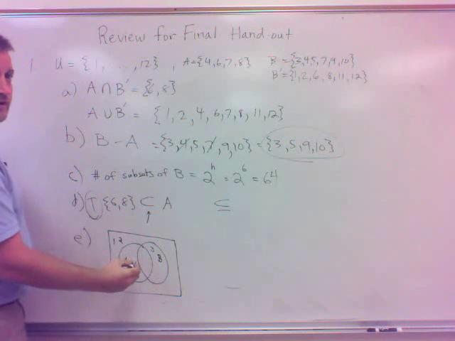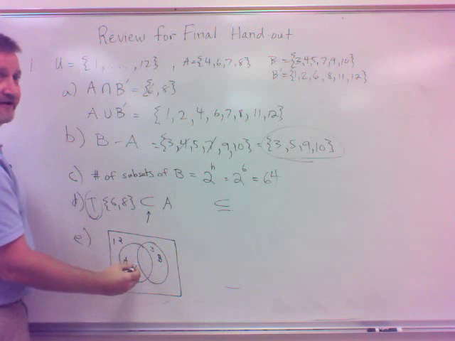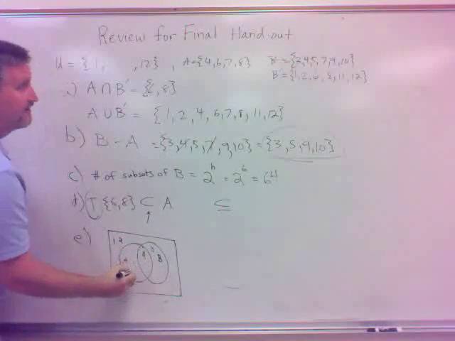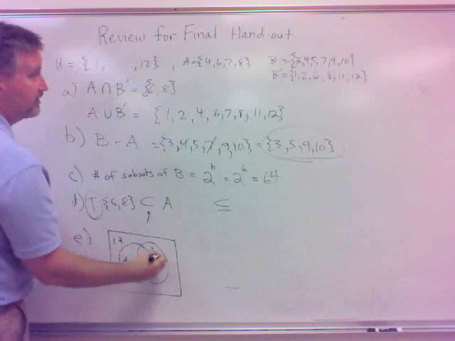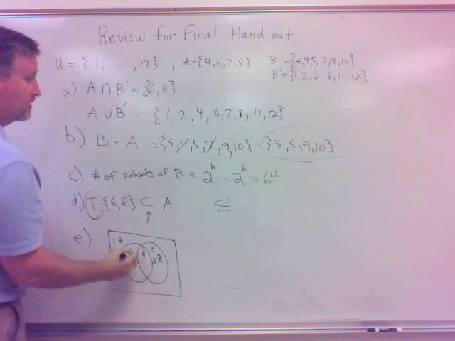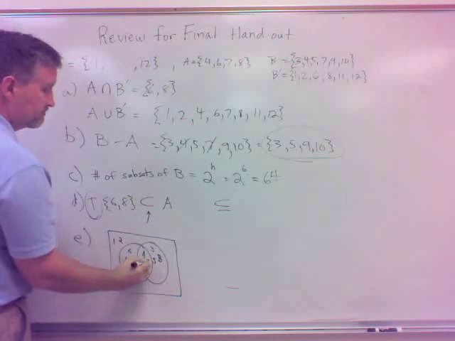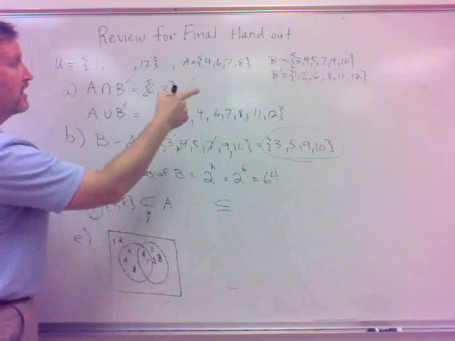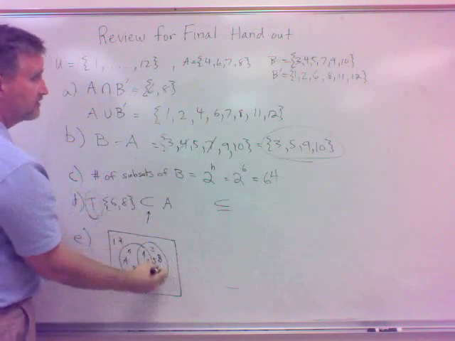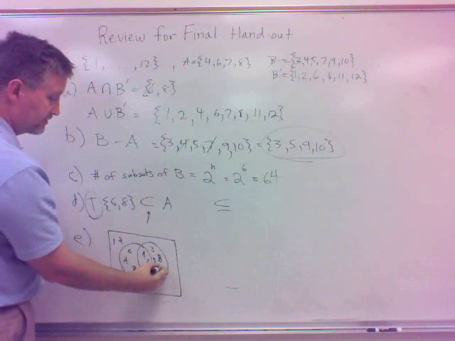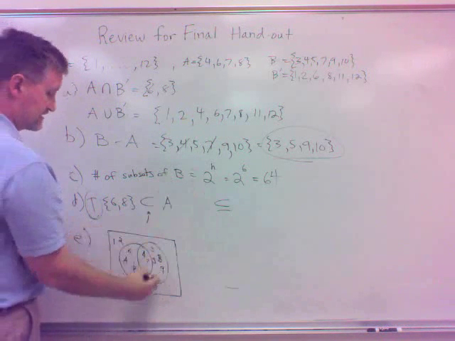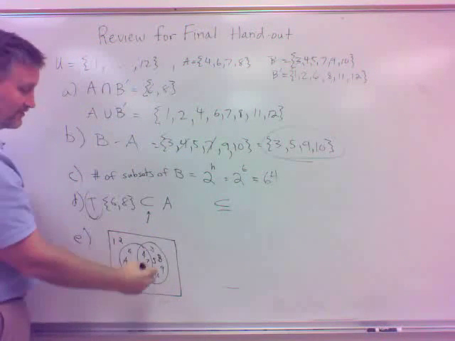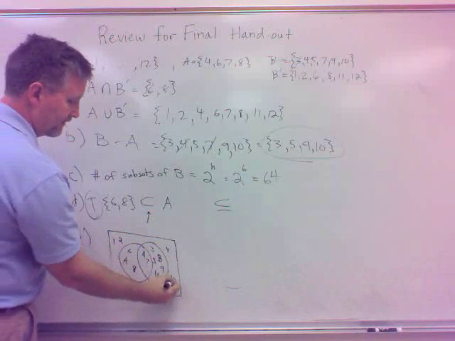What about 4? Where does 4 go? Well, 4 is in both of them, so it goes in the middle. 5 is only in B, so it goes over here with 3. 6 is in only A, it's not in B. 7's in the middle, it's in both of them. 8 is in A, but it's not in B, so it'd go over with 6. 9 is in B, but not in A, so it would go over here with 3 and 5. 10 is the same way. And then we've also got 11 and 12. Neither in A or B, so they would go out here somewhere.